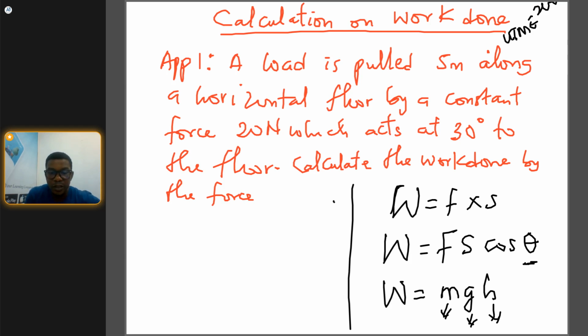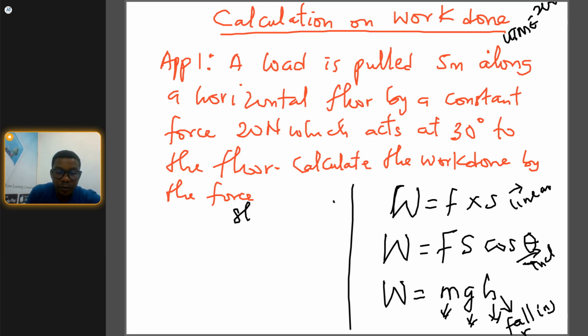Okay, take note of these three formulas. Work done equals force times distance, or work done equals force times distance cos theta, or work done equals mgh. The first is when we have a linear displacement, that is a straight line displacement. The second is when we have an inclined surface, and the third is when we have a falling or rising object due to gravity.